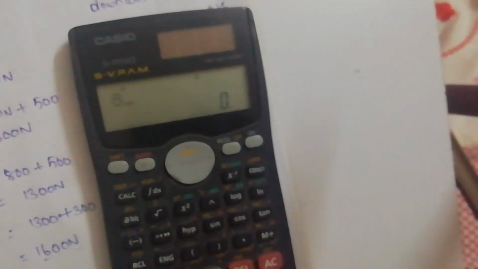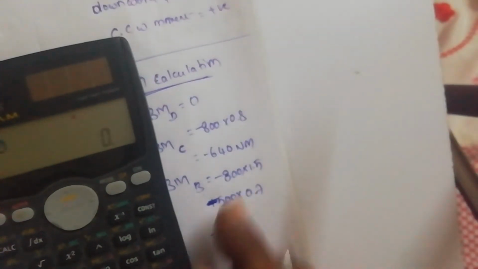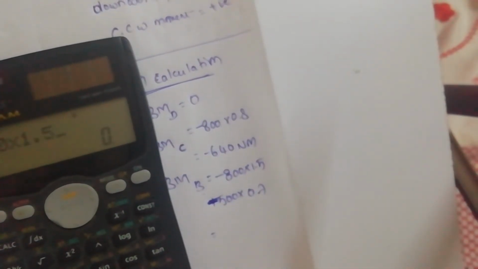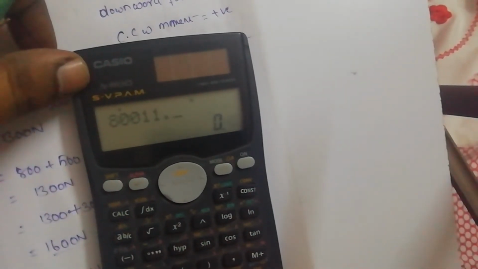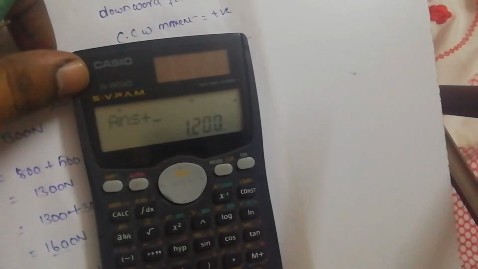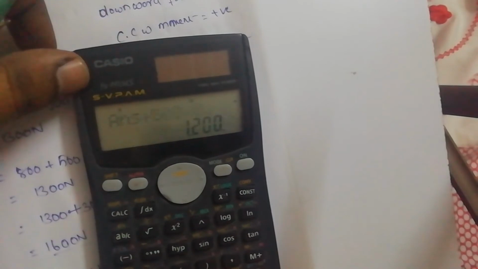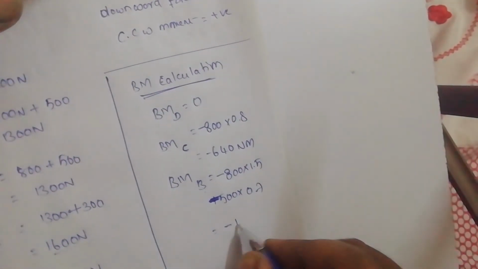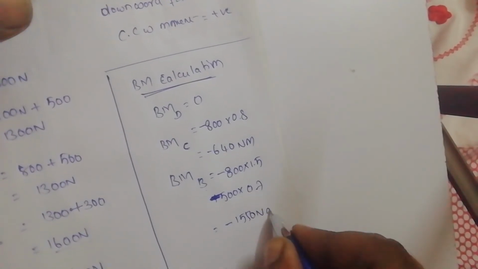So 800 into 1.5, okay. Next, minus plus, so plus 500 into 0.7. The value here we are going to get is minus 1550 Newton meters.